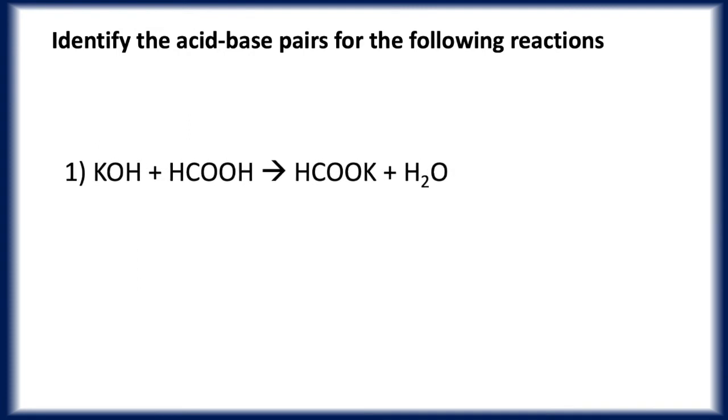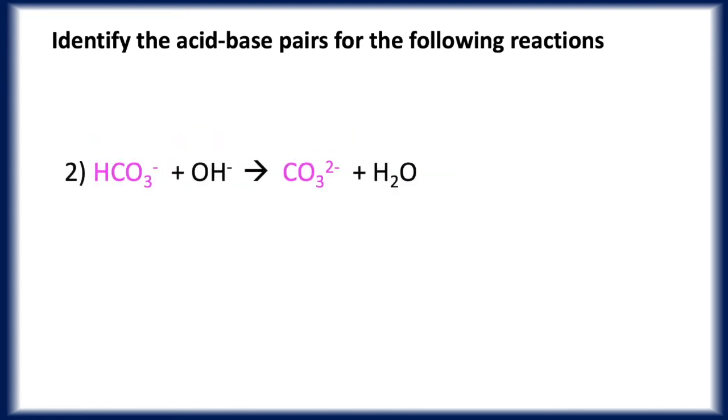Let's have a look at question 1, and hopefully you can see that we have methanoic acid and potassium methanoate there to form one pair, and potassium hydroxide and water to form the other pair. Question 2. We can see that HCO3 minus and CO3 2- differ in an H plus ion, so that's an acid-base pair, and the other one will of course be OH minus and H2O.